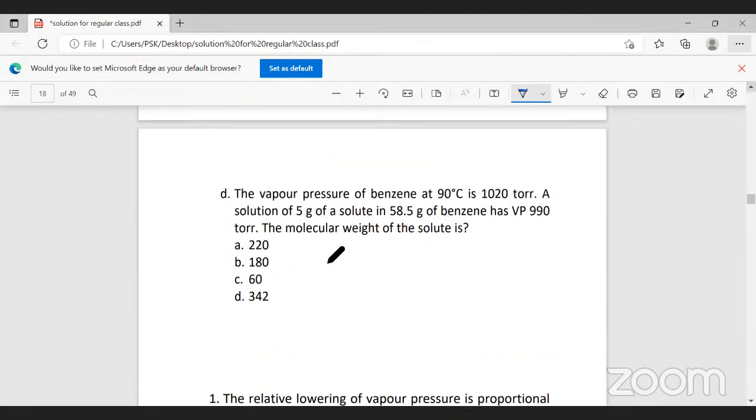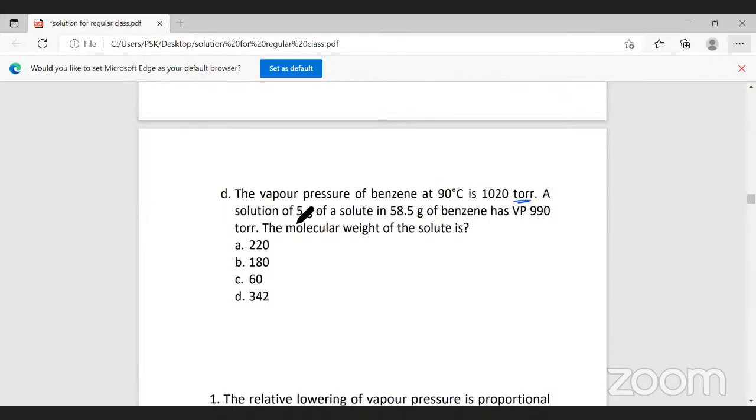The next question is, the vapor pressure of benzene at 90 degrees is 1020 torr. Torr is also a unit for expressing vapor pressure. A solution of 5 grams of solute in 58.5 grams of benzene has a vapor pressure of 990 torr. Find the molecular weight of the substance. I didn't teach you this, but anyways, we'll understand.